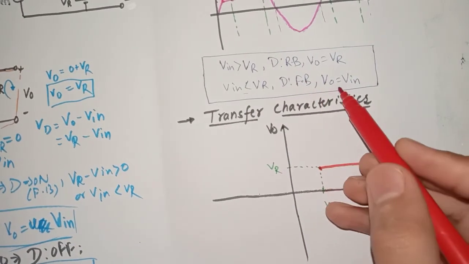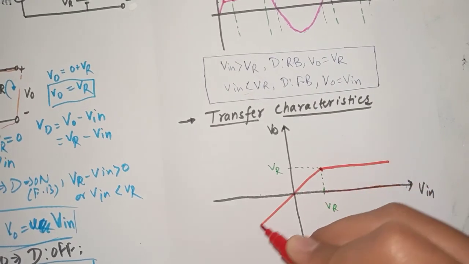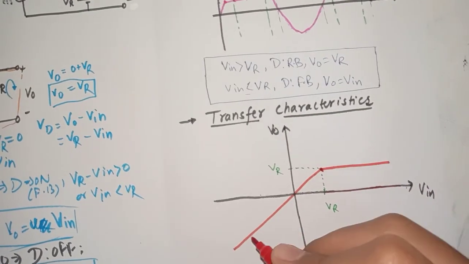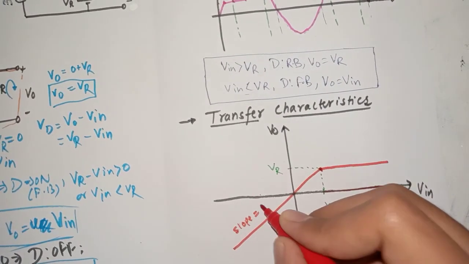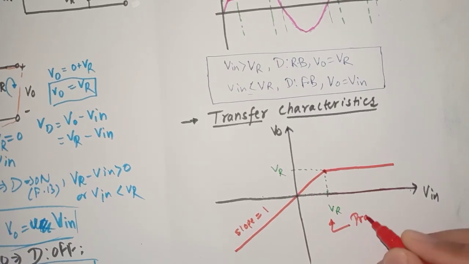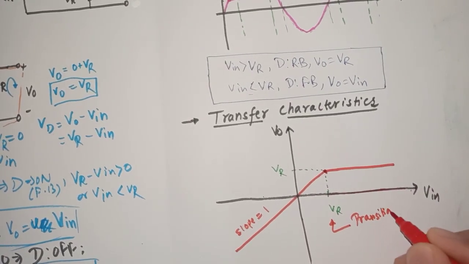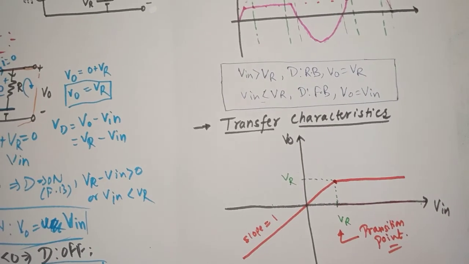Now when Vin is less than VR, that is in this part, then the diode is forward biased and the output voltage equals the input voltage. So it will be passing through the origin. So this is just a y equals mx line, so the slope of this line is equal to 1, right? See, this is the transition point, okay, the reference voltage which we take.